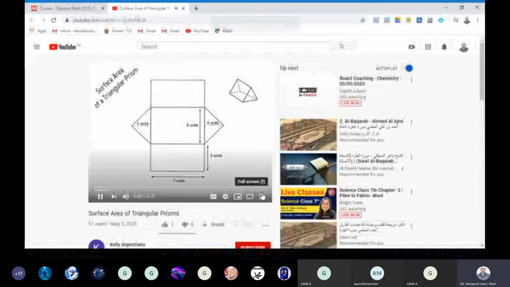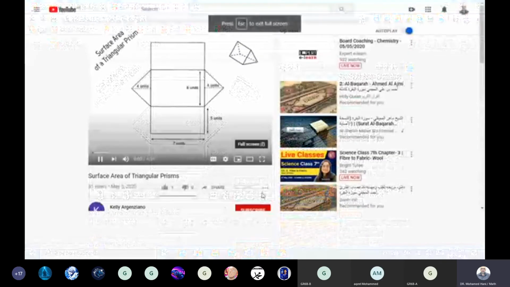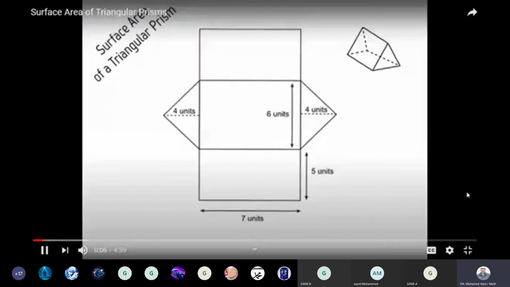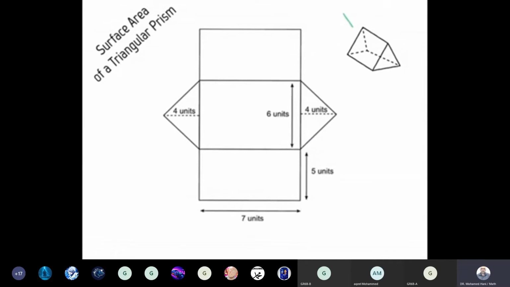Today we're going to be doing another example of surface area, but this time we're going to be finding the surface area of a triangular prism, which is this right here. Now you know that this is the 3D object, and over here you have the net of the object.